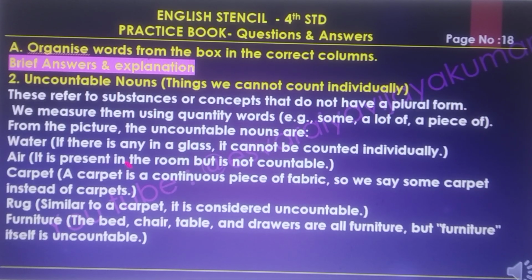From the pictures, the uncountable nouns are: water, if there is any in a glass, it cannot be counted individually. And air, it is present in the room but is not countable. Carpet, a carpet is a continuous piece of fabric, so we say some carpet instead of carpets. Rug, similar to a carpet, it is considered uncountable. And furniture, the bed, chair, table, and drawers are all furniture, but furniture itself is uncountable.